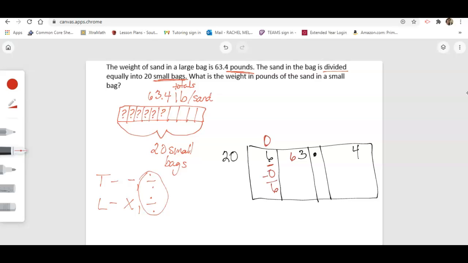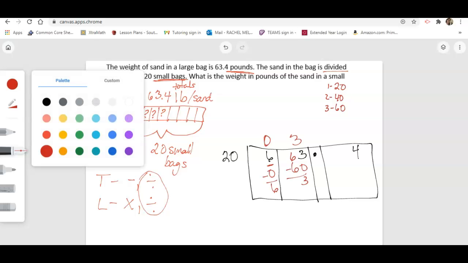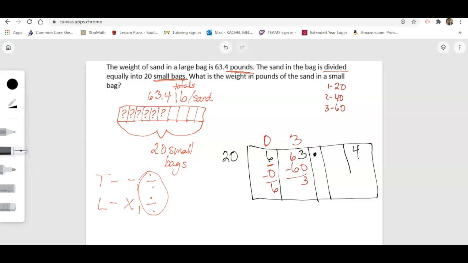So 63, how many 20s can I get out of 63? Well, I know it's 20, 40, 60. That would be the third multiple, so I can get 3 groups. And that would leave me with 3. I am already seeing a slight problem, so I'm going to go back and change something here. I'm going to put this 4 right here, and I'm going to erase this, and you'll see why in just a minute.